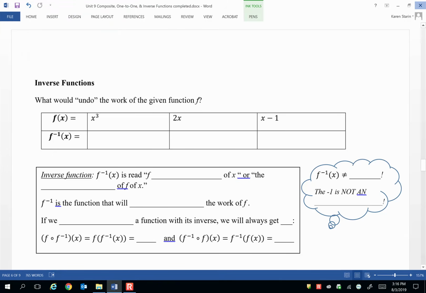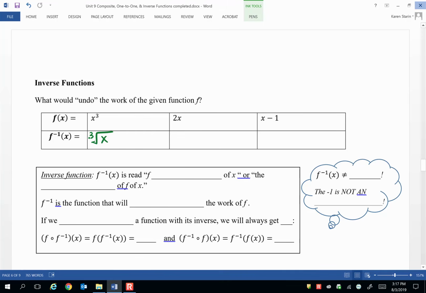Inverse function. Let's think about what it means to be the inverse of a function. The way you have to think is: what would undo the work of a given function f? For example, if f of x is x cubed, how do we, quote unquote, undo cubing something? Well, we undo it by taking the cube root. So its inverse would be the cube root of x.